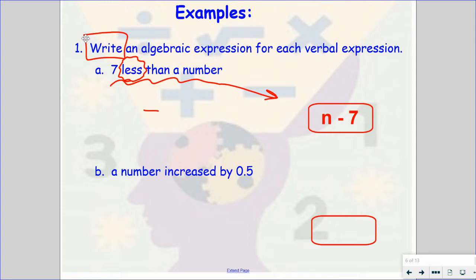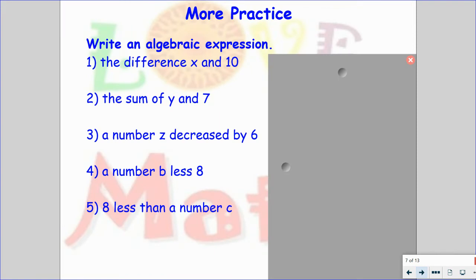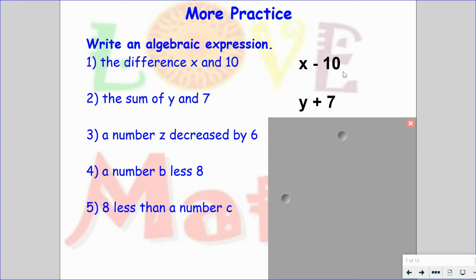How about this? A number increased. Now, of course, you know increased. What do we start with? We start with some number, and then we go up by 5. Let's go ahead and do a few more. Difference means subtract. What do we start with? We start with the number x, it goes in order, and then we subtract 10. The sum of y and 7, what do we start with? Some number y, and sum means we're going to add 7 more. If you'd like, pause, do 3, 4, and 5 in your notebook as notes. Come on back when you're ready for the answers to be revealed.